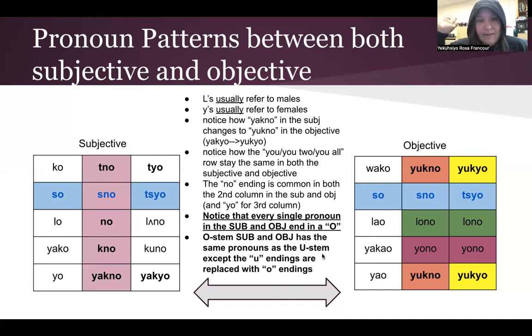And lastly, every single pronoun in the subjective and objective ends in an O. That is a unique pattern of the O stem. And I'll continue to say it because it's that important. If I keep repeating it, it's important.